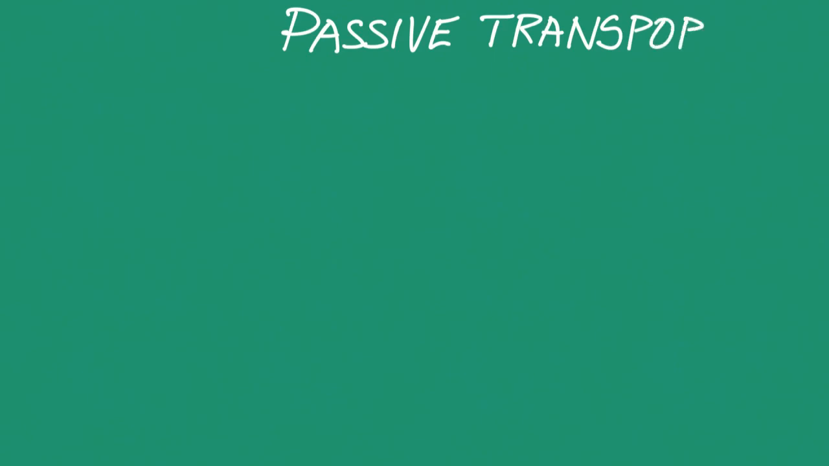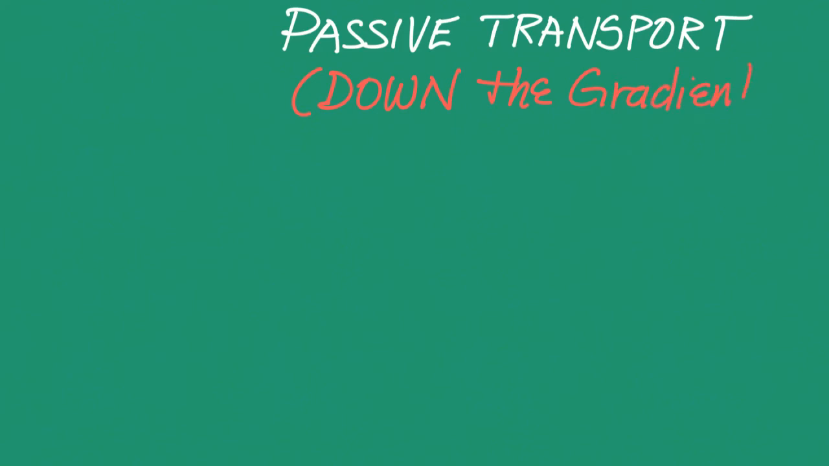Passive transport is mostly the movement of molecules down the gradient, which means they move from a region of high concentration to a region of low concentration. So let's write that down, the gradient. There are three kinds of passive transport: simple diffusion, facilitated diffusion, and osmosis.